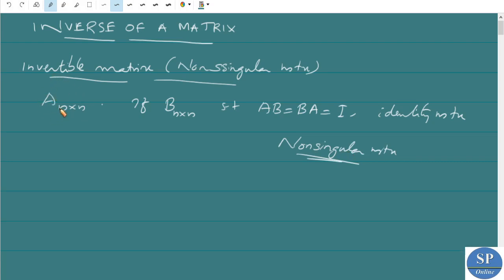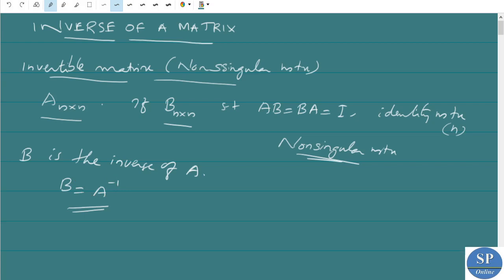A is said to be non-singular or invertible if we can find another matrix B such that AB equals BA equals I, where I is the identity matrix of order n. Clear? In this case, we can say that B is the inverse of A and is denoted by B equals A inverse. So if A is non-singular or invertible, then the inverse can be represented by A inverse.